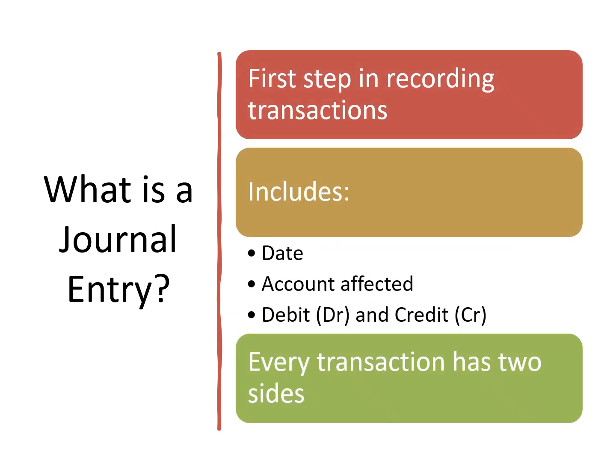A journal entry is simply the first step in recording any business transaction. Think of it like this: every money action must be written down in a proper format. Each journal entry has dates, accounts affected, debits, and credits. Remember that every transaction has two sides.